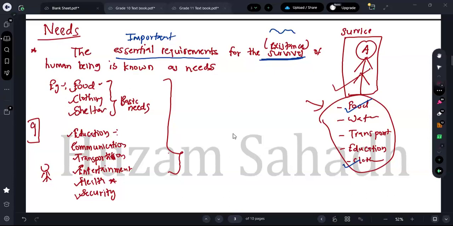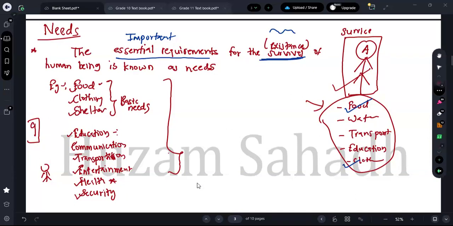So in that case, can you live a proper life? Can you survive properly? You can't, right? So we consider security is also one of our needs.